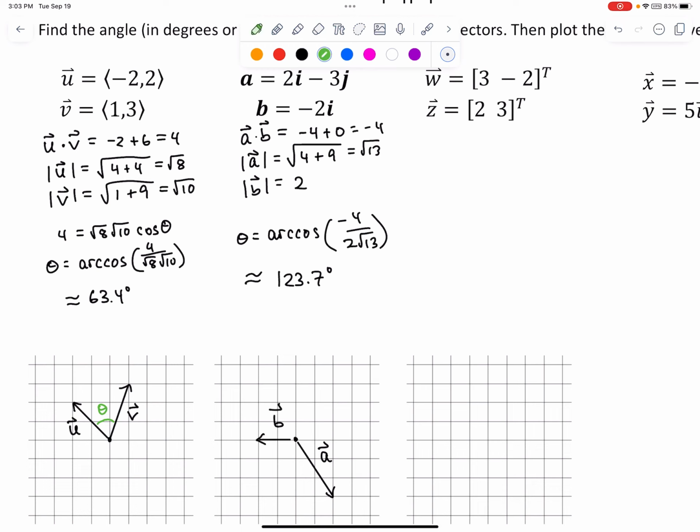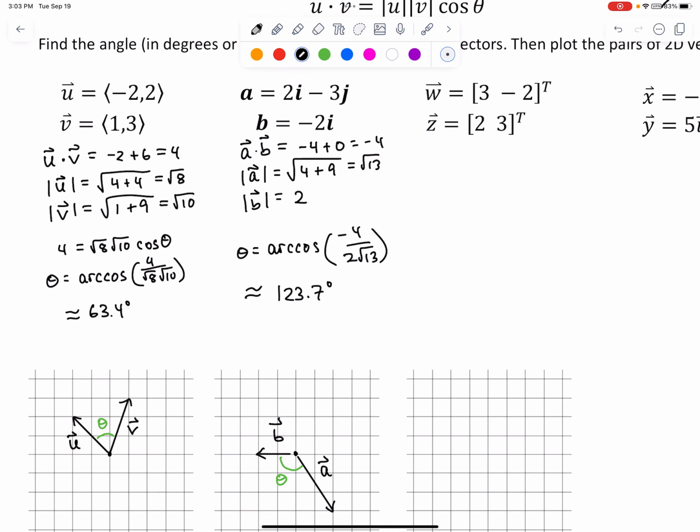Graphing both of these vectors, vector a is right 2 down 3, vector b is left 2, and when they originate from the same point, the angle we just found is this angle right here, and is about 123 degrees. We call this an obtuse angle because it is more than 90 degrees. And in the first case, we call that an acute angle because it's less than 90 degrees.